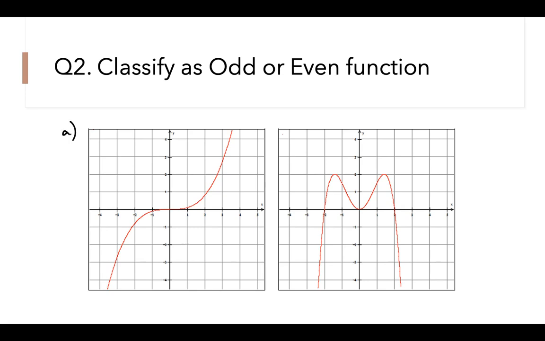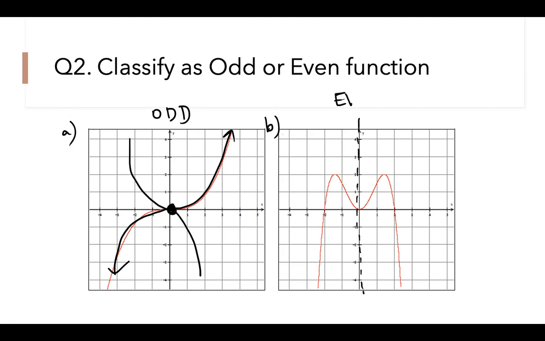So the first graph, let's see. It seems like it's symmetrical through the origin. So you flip it once, and then you flip it again, and I get the original graph. So this is an odd function, symmetrical through the origin. The second one is symmetrical through the y-axis. If I were to cut it in half at the y-axis, it's exactly the mirror image. So this is an even function.